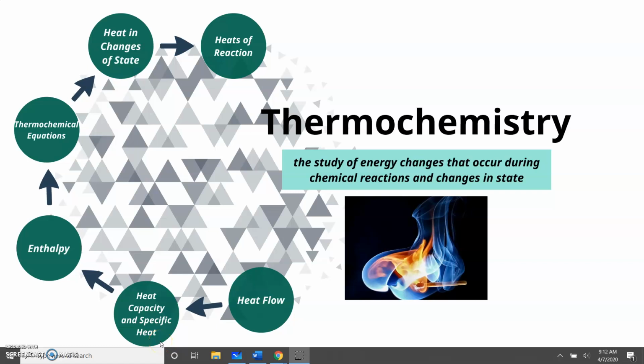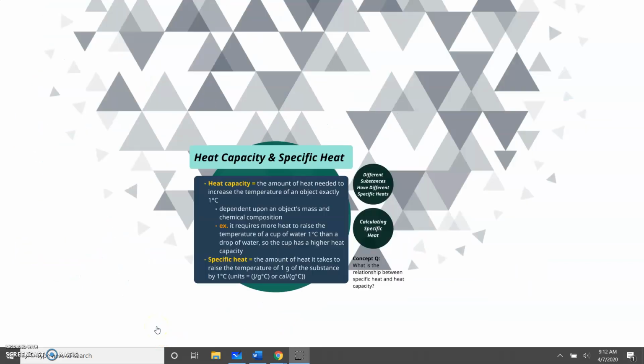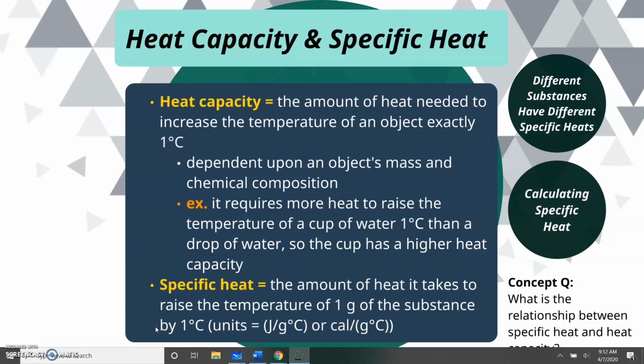Hello everyone, this is Miss King with our next installment on thermochemistry. Today we'll be taking on the topic of heat capacity and specific heat. So we're going to start with some definitions.